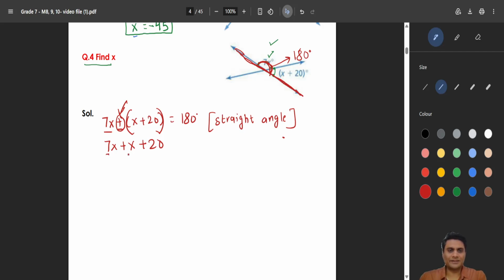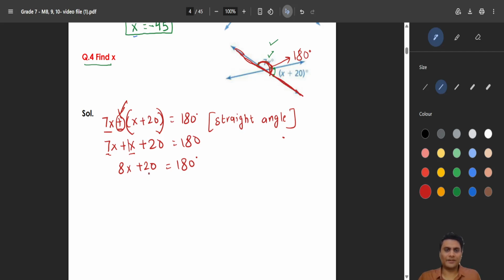Now here 7x and here x. There is no number with the x here, correct? If there is no number with the x here, it means 1 is there. So 7 plus 1, 8. So this will become 8x plus 20, correct? Equal how much? It was 180, correct? So let us write 180. Now it became an equation. We have to solve it.